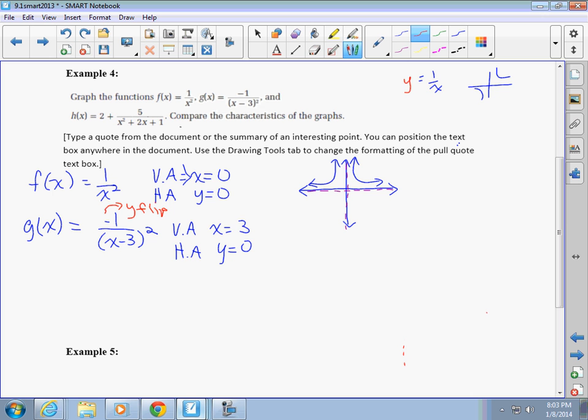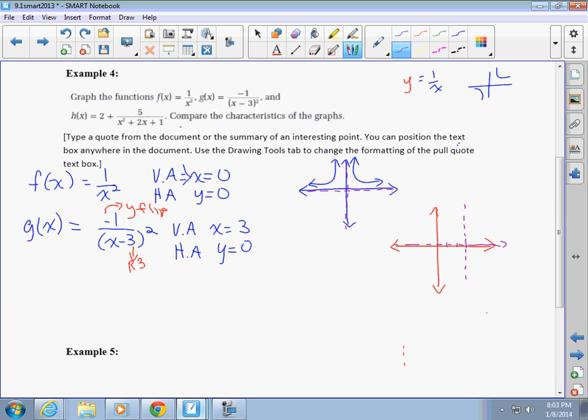So if I draw this one, here's my normal. I'm moving right 3. I know my vertical asymptote is at x is equal to 3, so there's my vertical asymptote. My horizontal asymptote is at y is equal to 0, so it's going through there. It's squared, so I know my graph is going to go like this, and I could calculate an x and y intercept too, so why don't I do that.